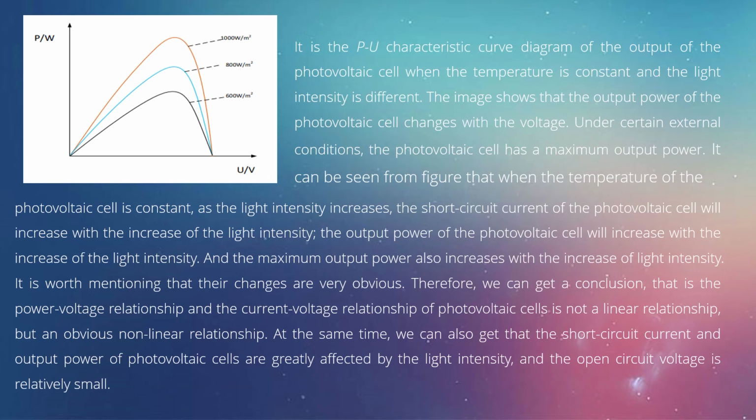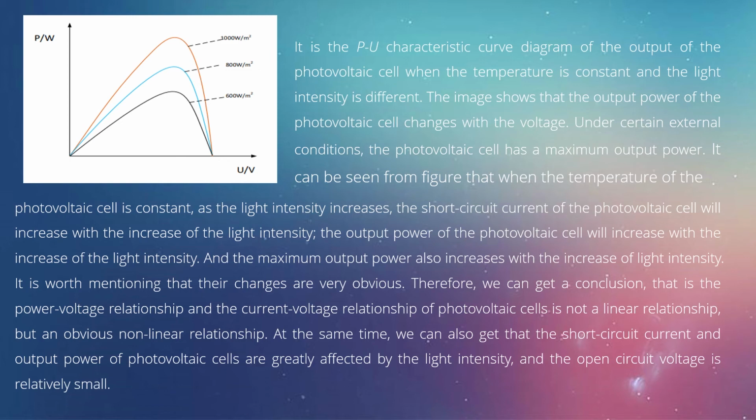The short circuit current of the photovoltaic cell will increase with the increase of the light intensity. The output power of the photovoltaic cell will increase with the increase of the light intensity, and the maximum output power also increases with the increase of light intensity. It is worth mentioning that their changes are very obvious. Therefore, we can get a conclusion.